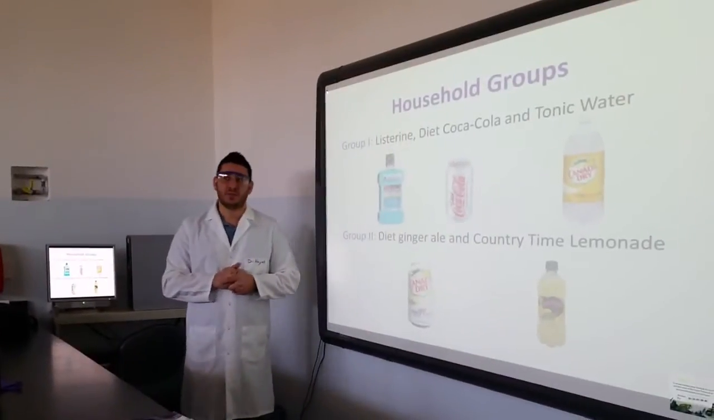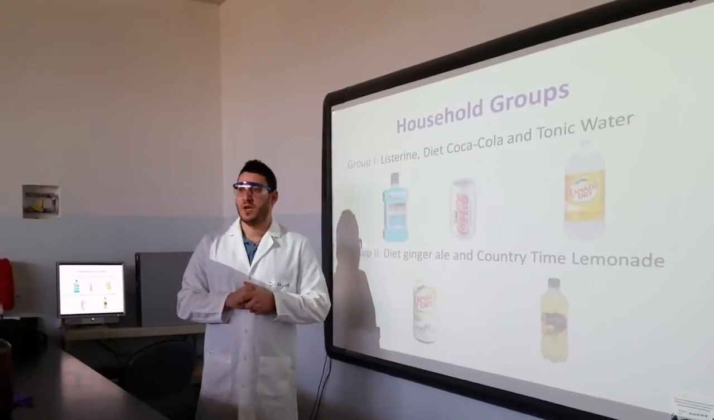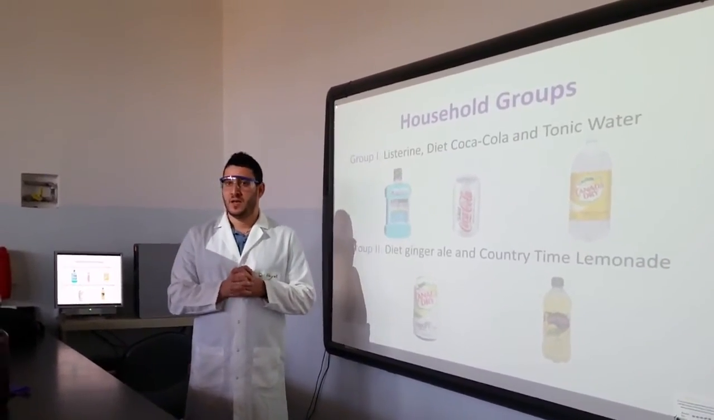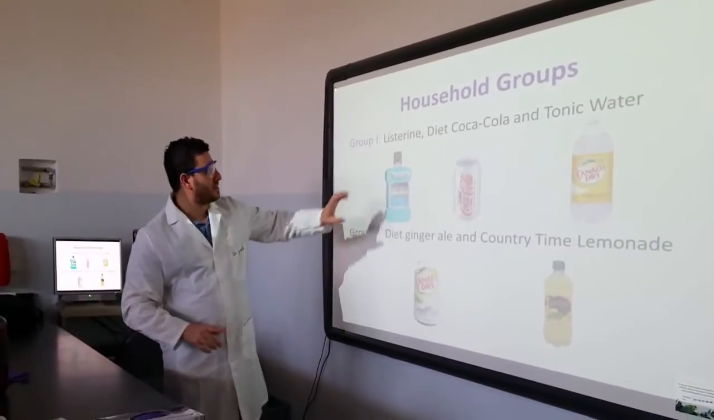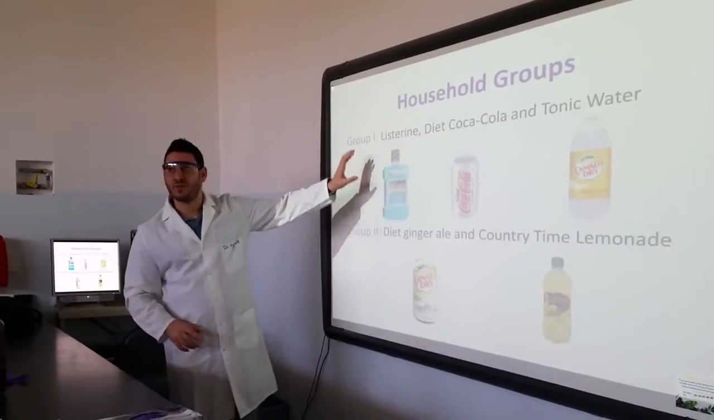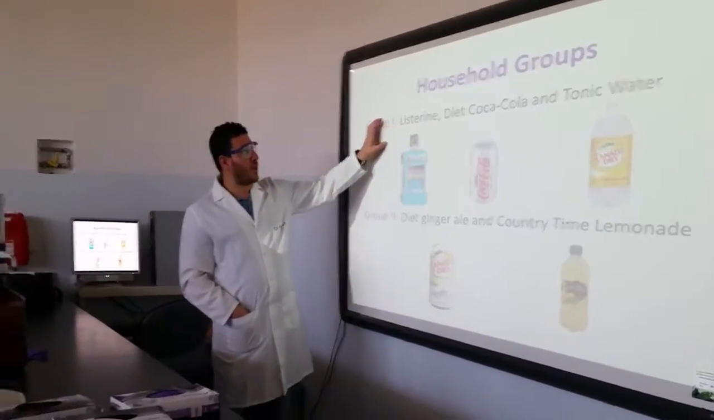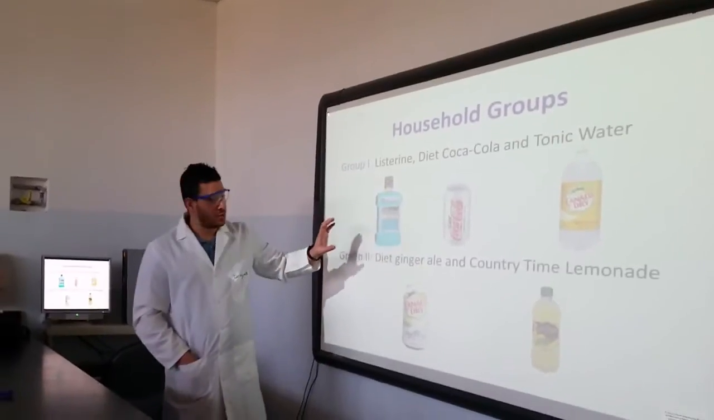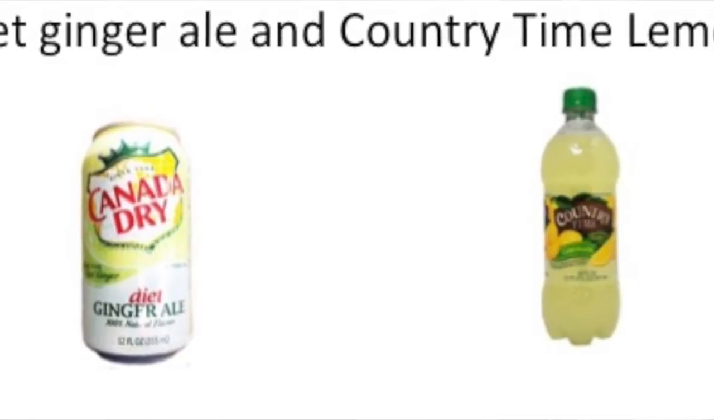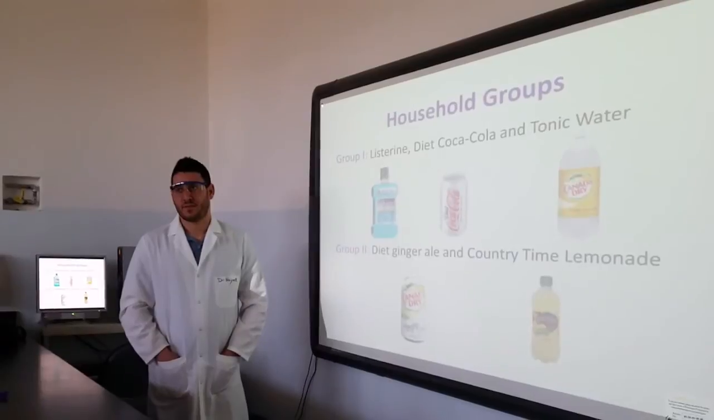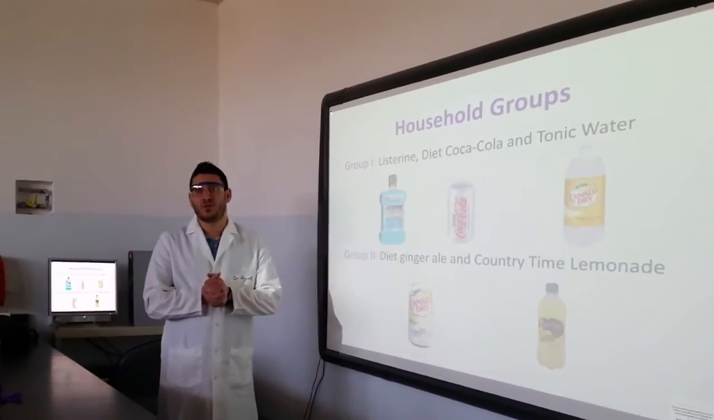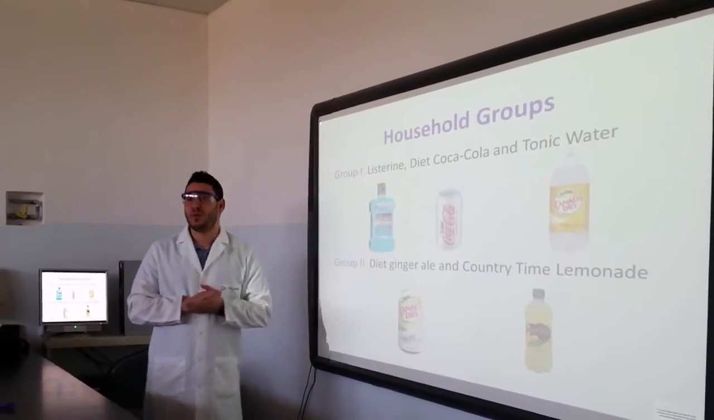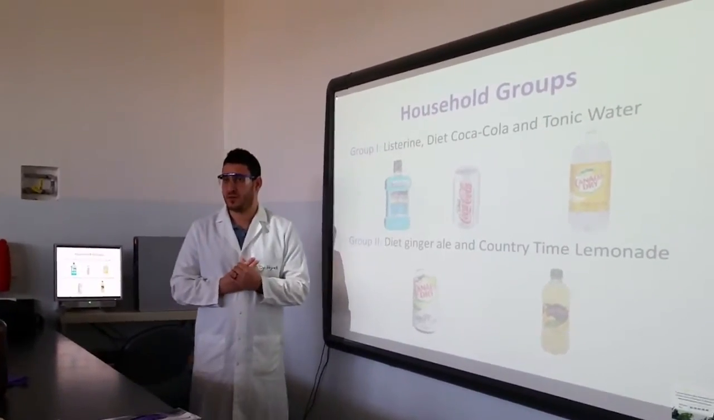Now, every group of two students will take, and I will leave this up to you guys, one product from each group. We have two groups here. Group one, we have Listerine, Diet Coca-Cola, and tonic water. And group two, we have ginger ale and Country Time lemonade. So it's up to you to choose one item from each group. So you will end up doing two titrations, okay?